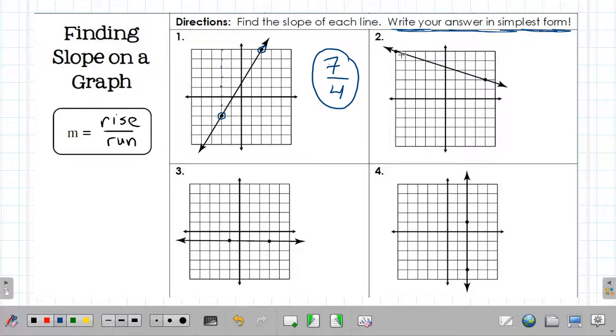But with number 2, same kind of thing. We want to go from this point to this point. Well, how far up or down do I have to go? Well, from here to here, I have to go down. So I'm going to count 1, 2, 3. So I have to go down 3. So my top number is 3.